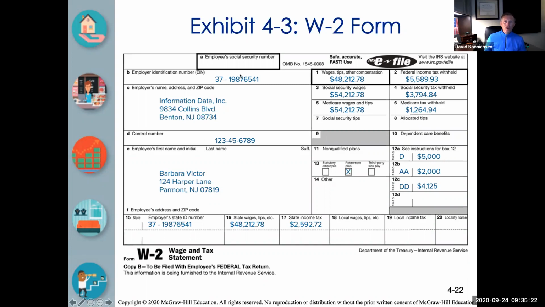So that's a retirement plan. It gives us the employer identification number for her company, Information Data Inc., and where they're located. For the state information, it tells us what Information Data's ID number is with the state of New Jersey. It tells us what the state wages are, and the state wages are the same as the federal wages. And then how much state income tax was taken out. We'll talk a little more about what goes into these boxes once we get to the tax return. But nonetheless, the majority of what's going to get put in for your income is going to come off of your W-2.